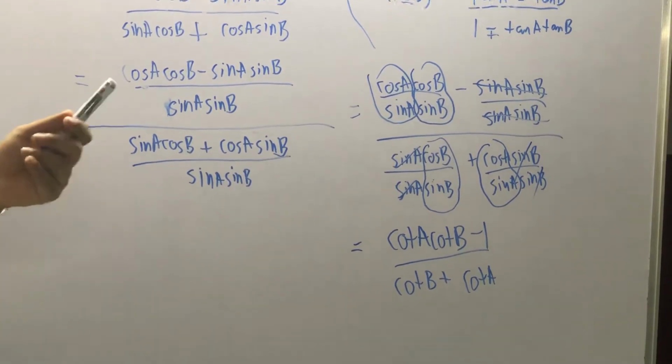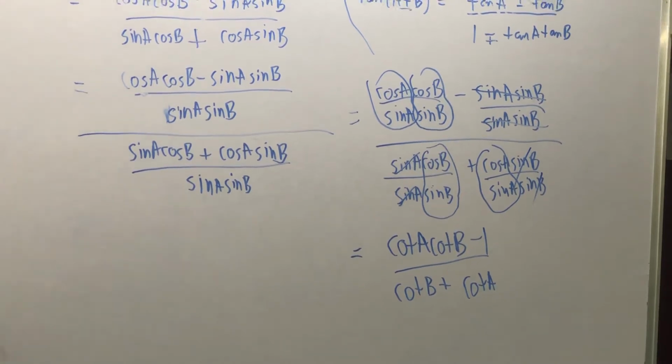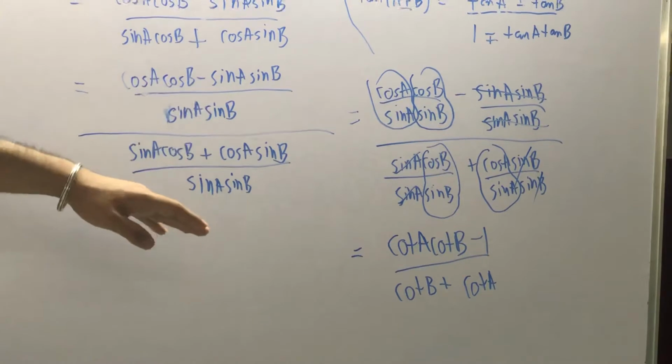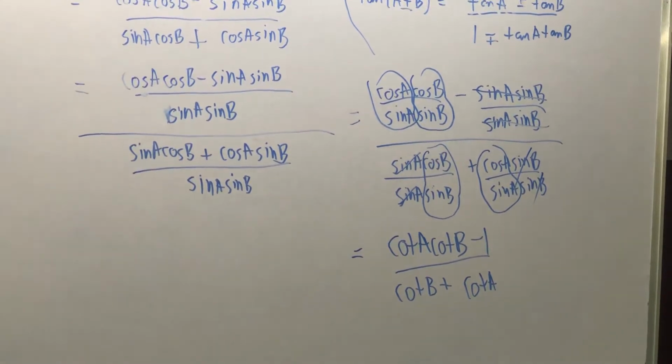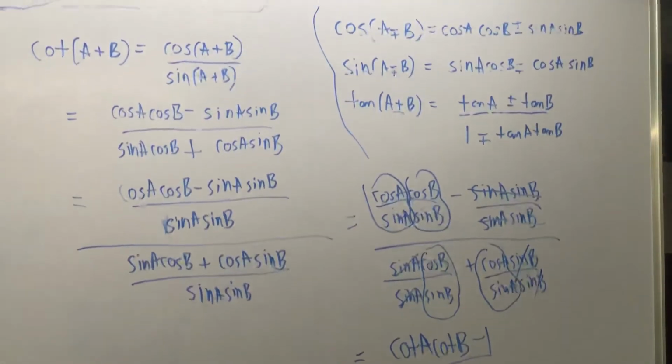In case you rarely have to use this formula, but in case you have to use it, then you can use it. And for the negative sign, the negative will come instead of positive and positive will come instead of negative in case of cot A minus B. You can do that yourself.